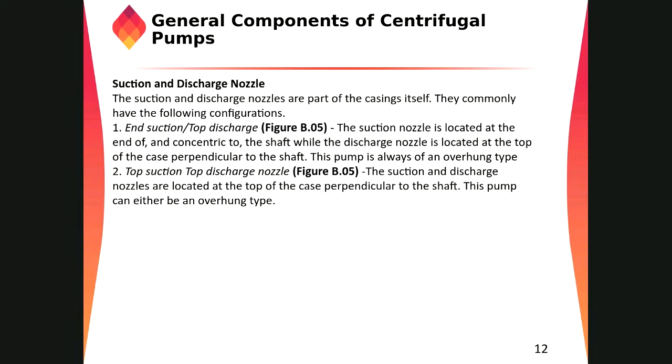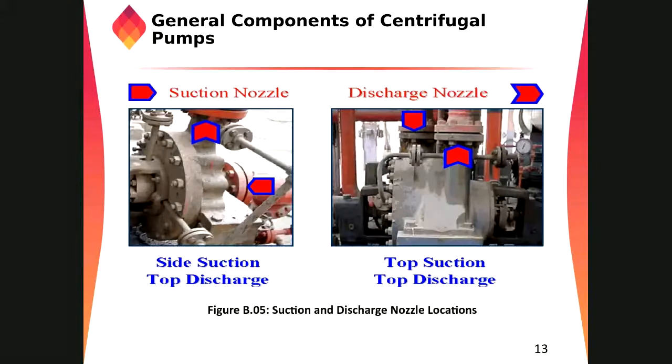So different types of pump arrangement are there. There are end suction top discharge and top suction top discharge. If you can see the figure on the next slide, here we have an end suction pump, right? You can see this is the suction line coming to the pump, and this is a discharge line going upward. This is one arrangement.